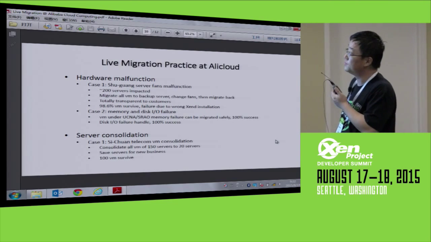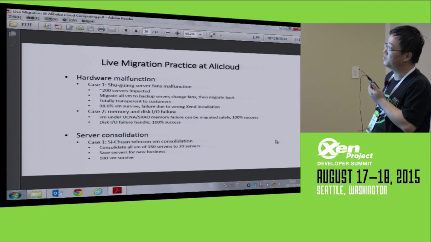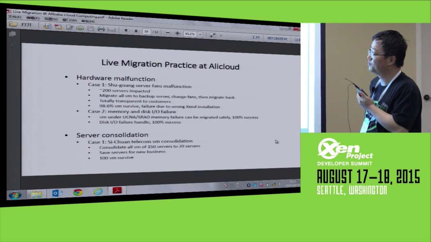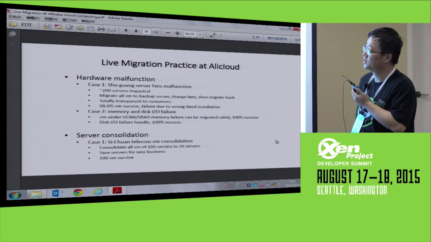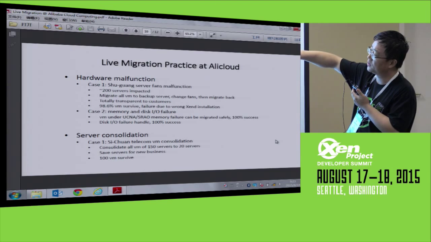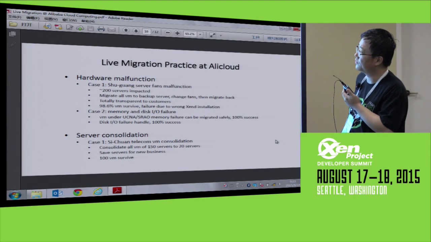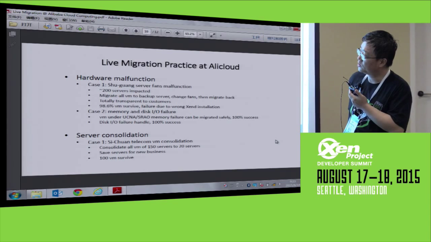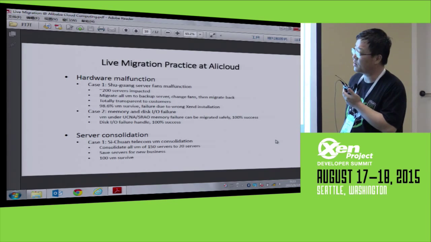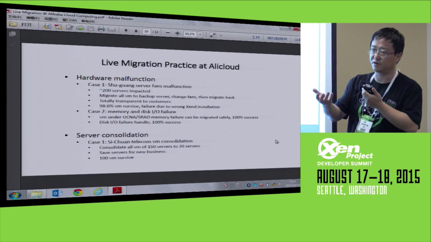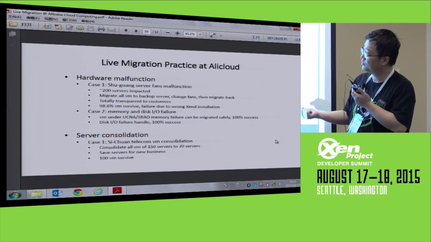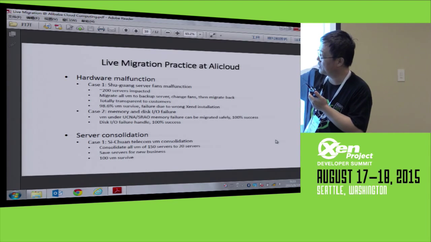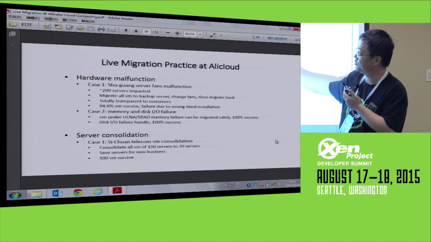And these are some examples of how we use live migration at AliCloud. Case 1 is that we purchased many servers, but some servers had fancy malfunctions and could not work normally. About 200 servers were impacted. We use live migration to migrate all the VMs of these servers to the pool and to backup servers, change the fence, and then migrate back. This work is totally transparent to the customer.